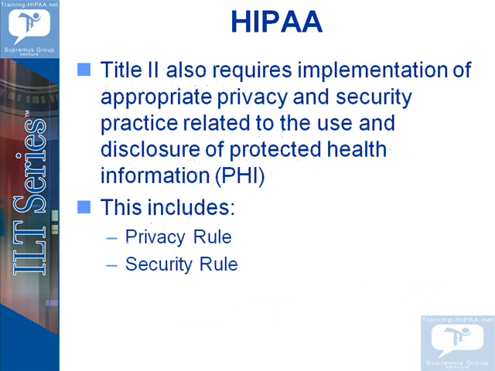Slide 3. Now, Title II also required the implementation of appropriate privacy and security practices related to the use and disclosure of what's called protected health information. Protected health information is also known as individually identifiable health information, and HIPAA just renamed it Protected Health Information. This included the HIPAA privacy rule, it included the security rule, and also associated with it was the enforcement rule, which defined how the rules would be enforced and the penalties associated with them.